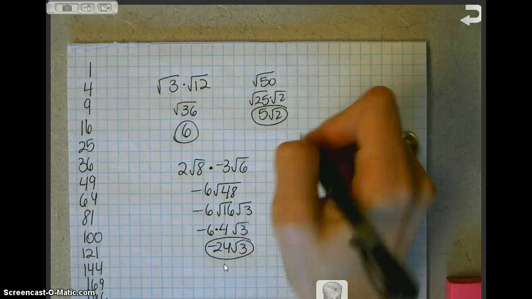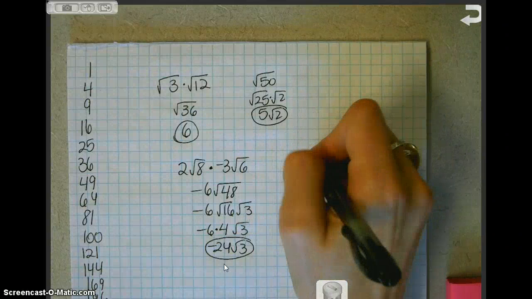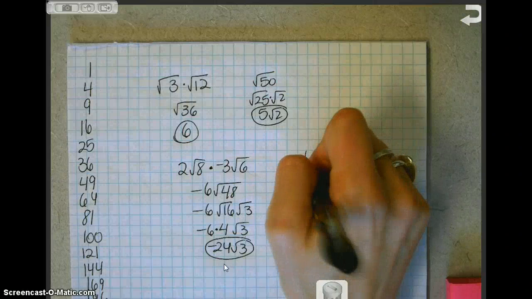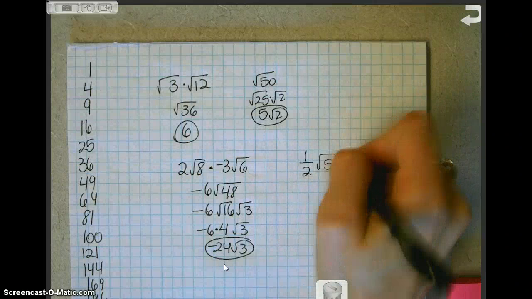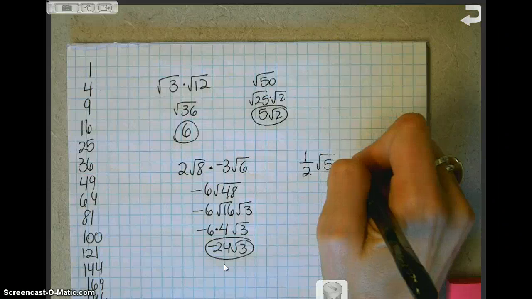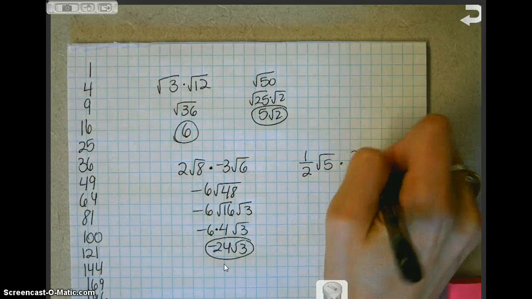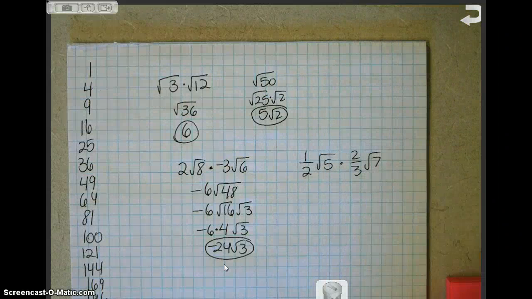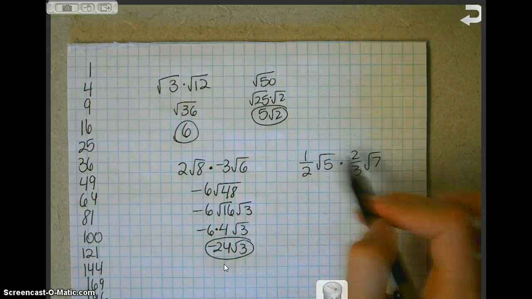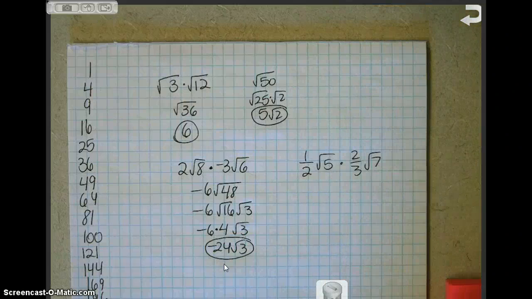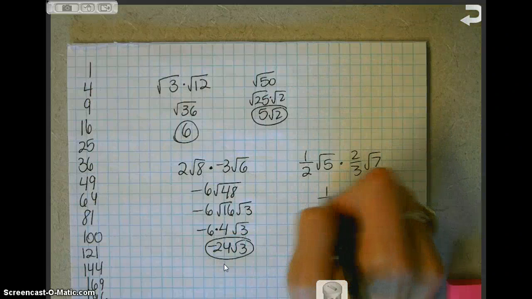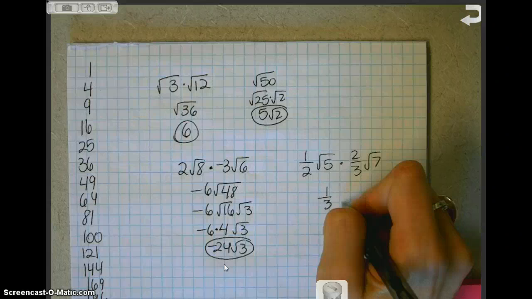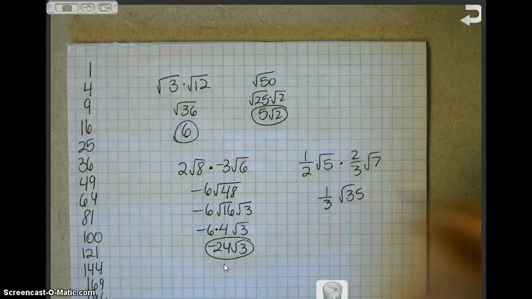They get more complicated sometimes on some of the problems that you'll see. An example would be 1/2 square root of 5 times 2/3 the square root of 7. Again, 4 items multiplied together. Multiply the number factors together. Half of 2/3: multiply the numerators, you get 2. Multiply the denominators, you get 6. 2/6 is 1/3. And that would be the square root of 35.